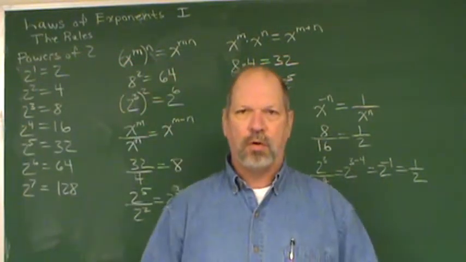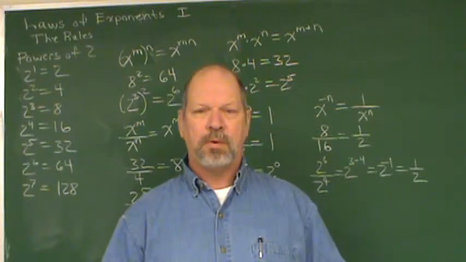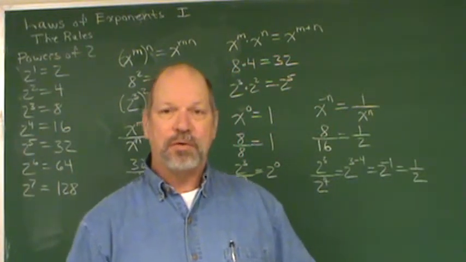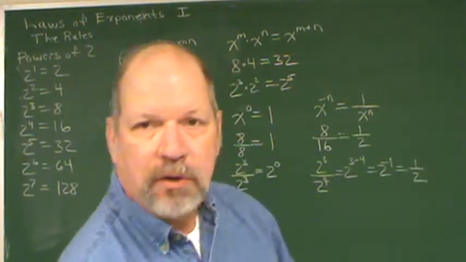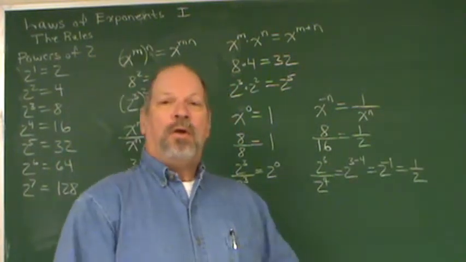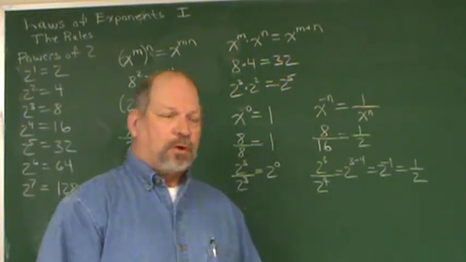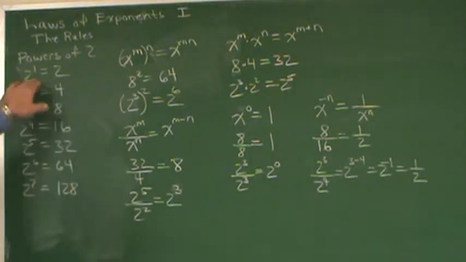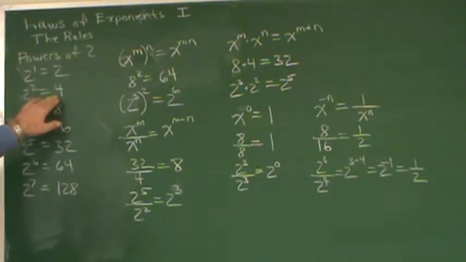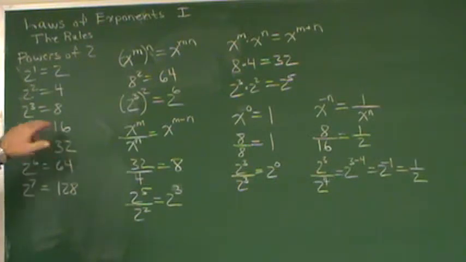Hello, in this video we're going to talk about the laws of exponents, and we're going to start off with some powers of 2, some basic powers of 2, to justify the rules to you. So just as a reminder, 2 to the first is simply 2. 2 squared means 2 times 2, which is 4. 2 cubed means 2 times 2 times 2, or 2 times itself 3 times.